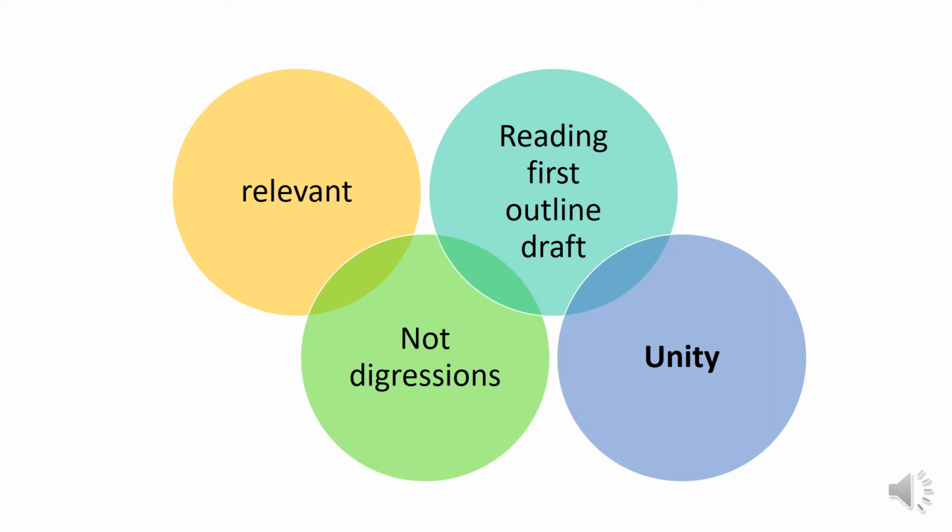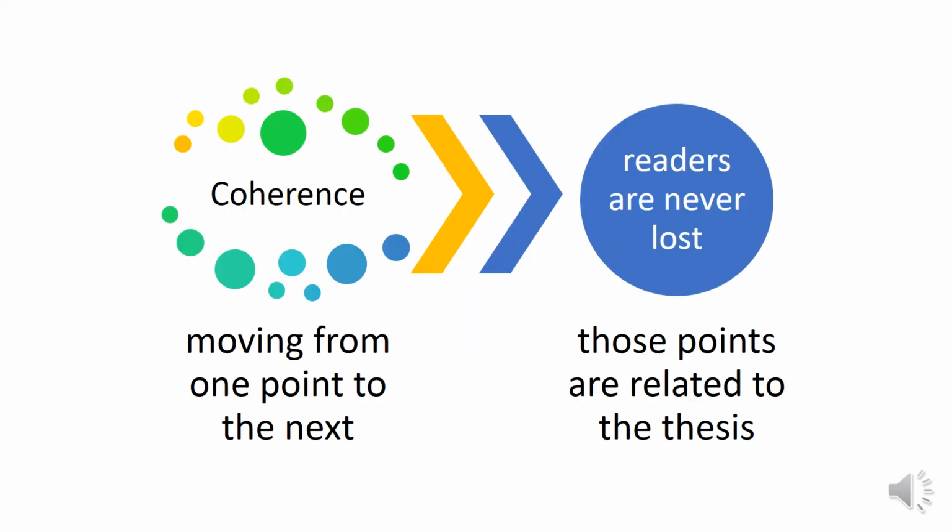So to keep your ideas in the field of unity, you have to reread your outline. You have to keep in touch with it, okay? So you start with the main details, then sub details, and so on, okay? So check that all your topics go under one main topic, okay?